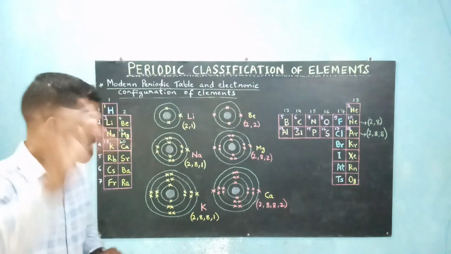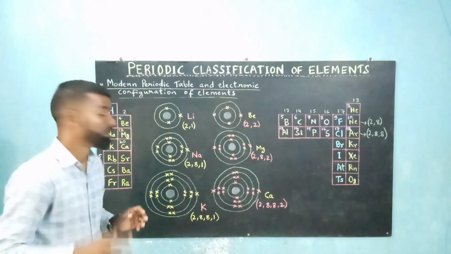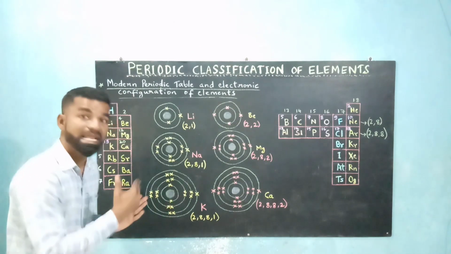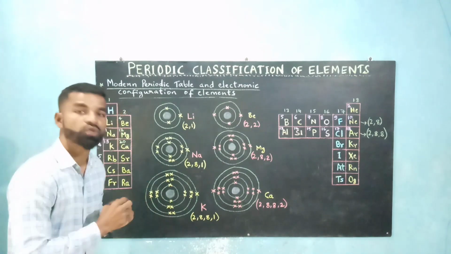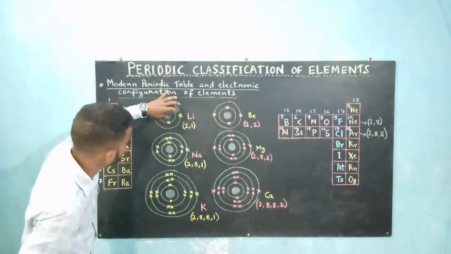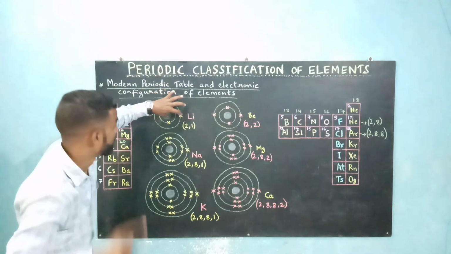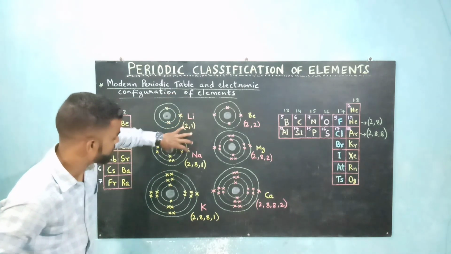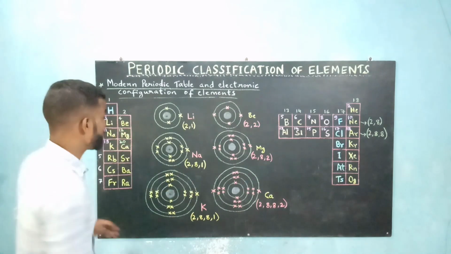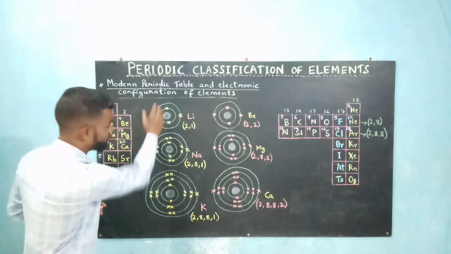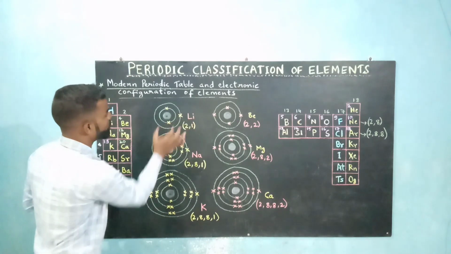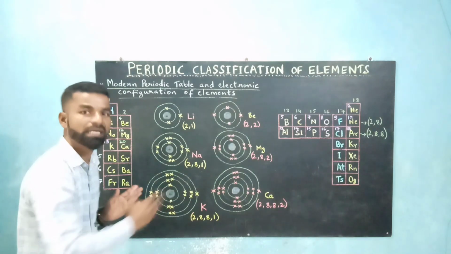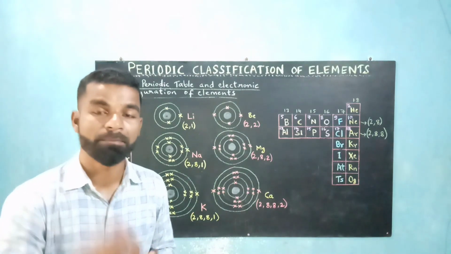So this is the second characteristic within a group. And one more thing you have to observe within a group: as you go down, the distance of the outermost electron within an atom goes on increasing. See this distance. This is the nucleus. This is the outermost electron of lithium. This distance is lesser as compared to this distance. This distance is lesser as compared to this distance. So that means as you go down the group from top to down, the distance of the outermost electron from the nucleus, from the center of the atom, goes on increasing. This is an important point. We'll come back to it later.